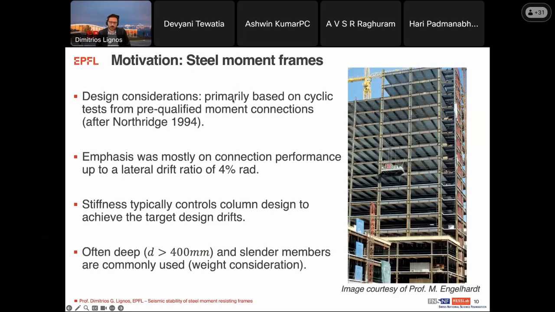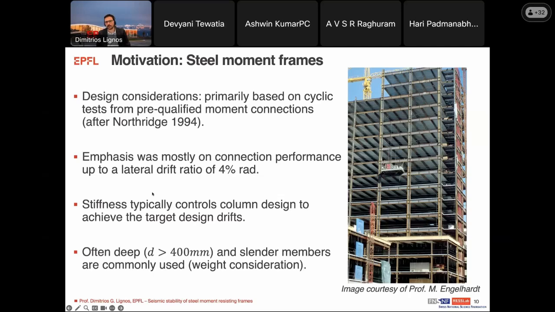So I will first start with columns, and I'd like to give you some motivation related to steel moment frames. So what we know on steel moment frames in terms of design considerations is that they are primarily based on cyclic tests following the Northridge earthquake in 1994 in California, where there was a lot of connection damage or damage related to performance of connections. The other thing is that most of these recommendations emphasize on what the connection performance is at the lateral drift ratio of about 4% radian.